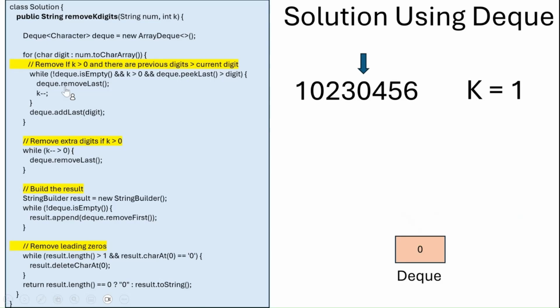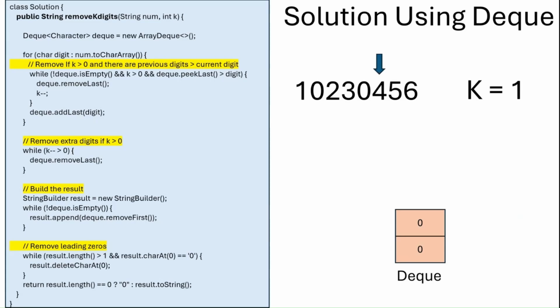Now we will basically again come back to the beginning of the while loop. Deque is not empty. K is also greater than 0. But now we backtrack to the previous visited digit, which is 0. Now 0 is not less than 0. So it will not go into the while loop. It will come out and push the 0 to Deque.